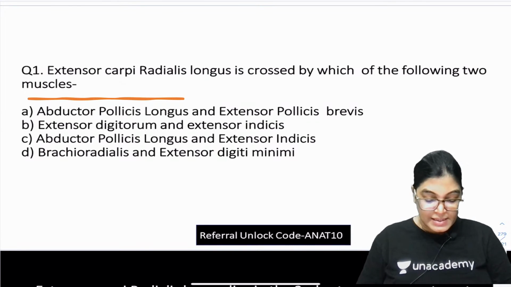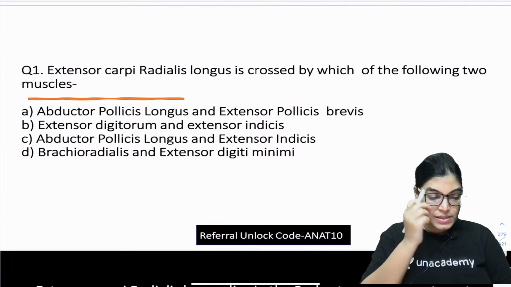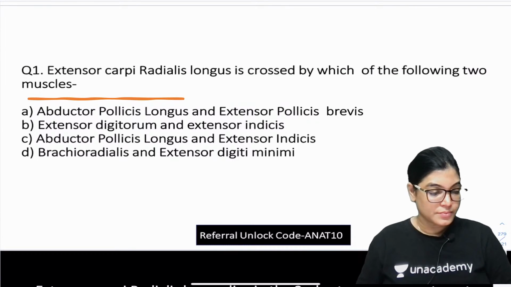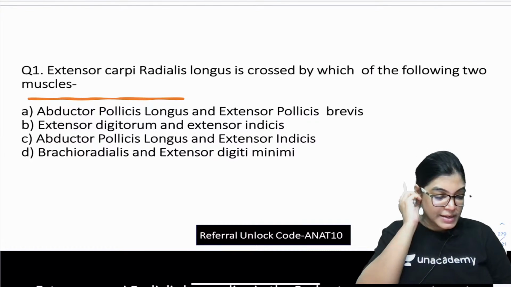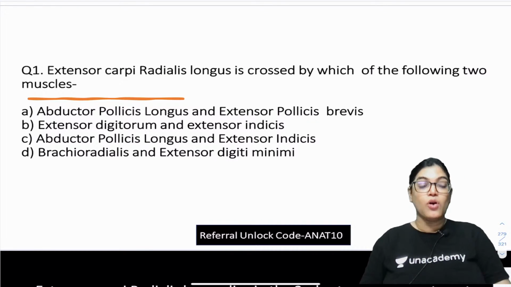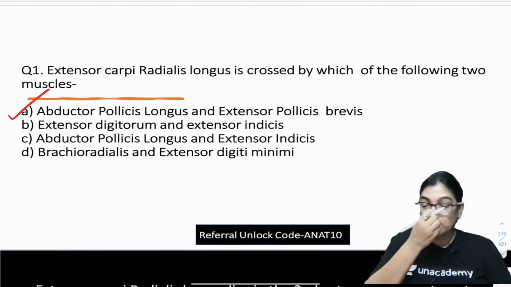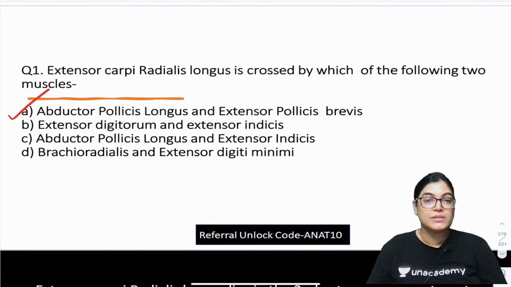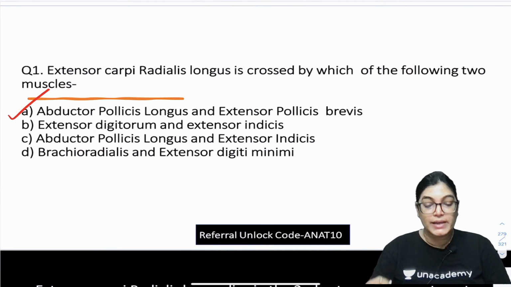Extensor carpi radialis longus is crossed by which 2 muscle tendons? Students have started giving the answers. So my dear aspirants, I will just explain the answer. Extensor carpi radialis longus is a muscle of the second extensor compartment and it is crossed by the muscles of the first extensor compartment. The answer is abductor pollicis longus and extensor pollicis brevis. So the correct answer is A, and I would like to show you a diagram for it.